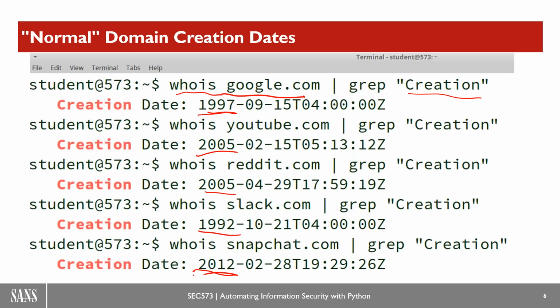So all of these domains have been around for 6 years or more. So they're older domains, right? The majority of these, they're not brand new domains.